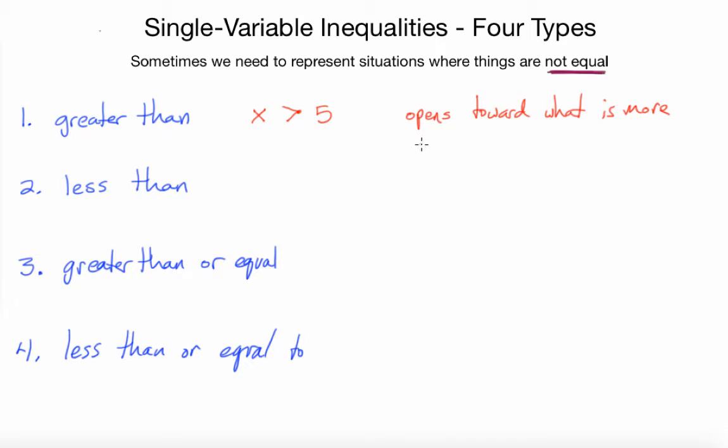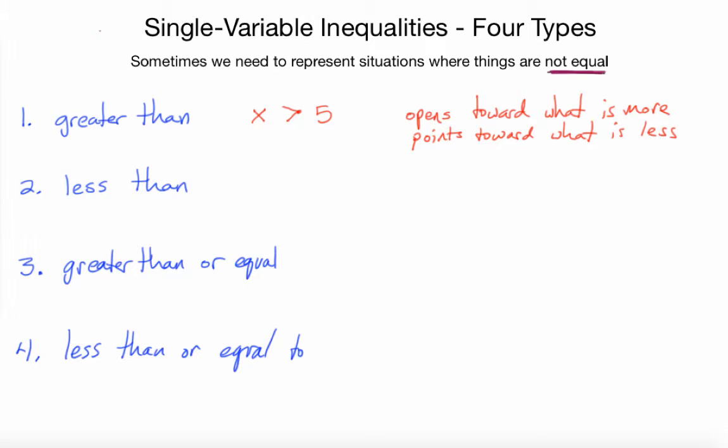Another way to think about it is it points, made a little error there, points toward what is smaller. Or a better way to say that would be less. All right, so when I look at the symbols here, I know x is greater than 5. 5 is less than x. So I got a relationship going on implying greater than.